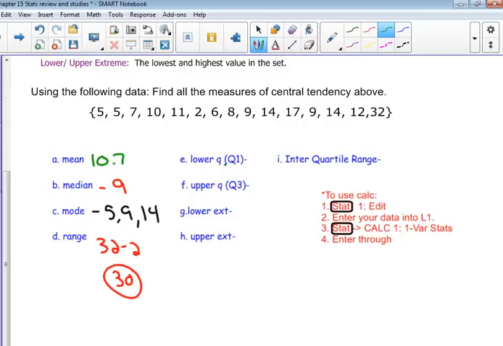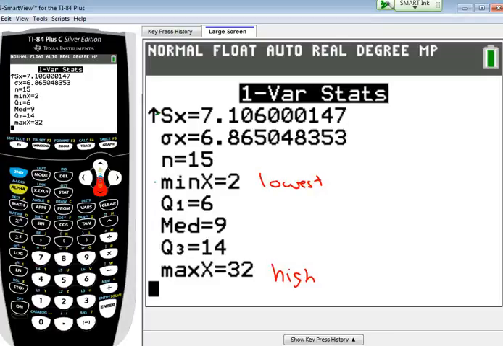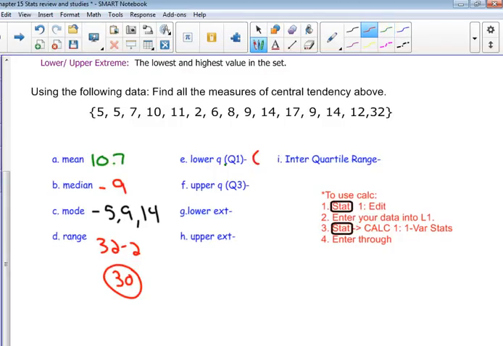Okay. Q1, the lower and upper quartile. This is another thing that's found right on our calculator. They tell you the lower quartile is 6 and the upper quartile is 14. So you get this right from here. 6, 14. Okay. Now the lower extreme and the upper extreme are just the lowest number and the highest number, which you already kind of found. What was your lowest number? 2. Highest number was 32.